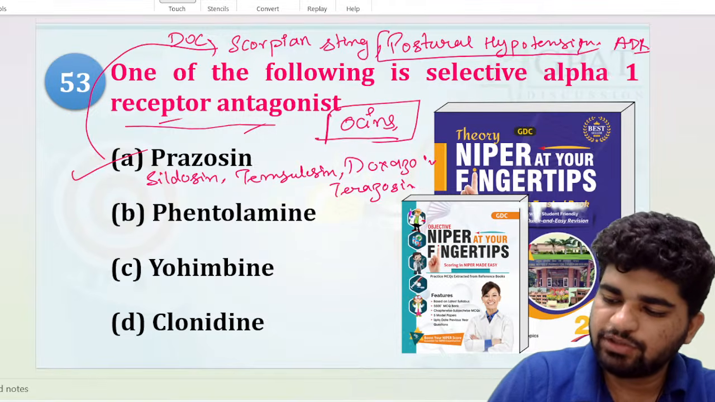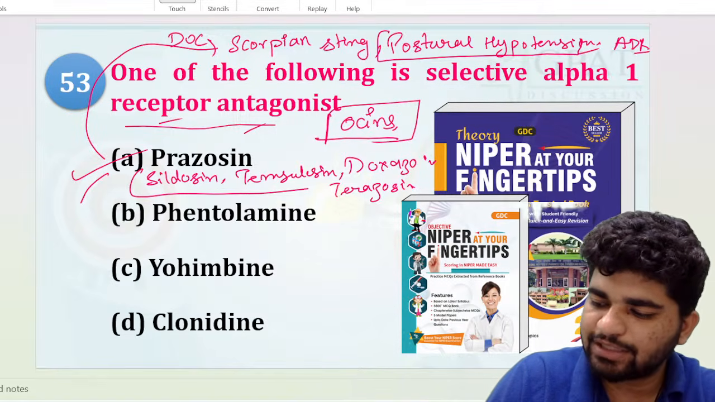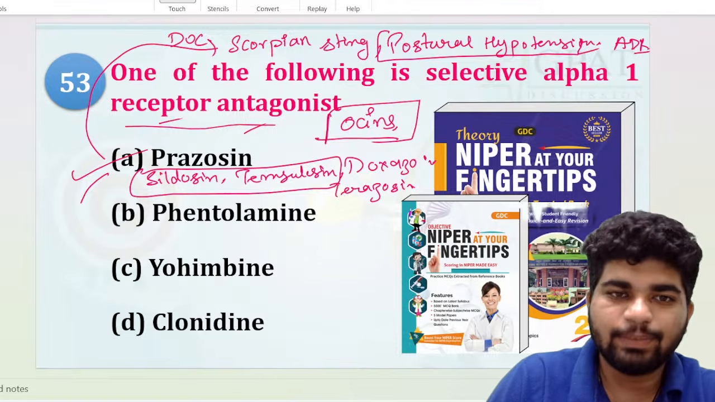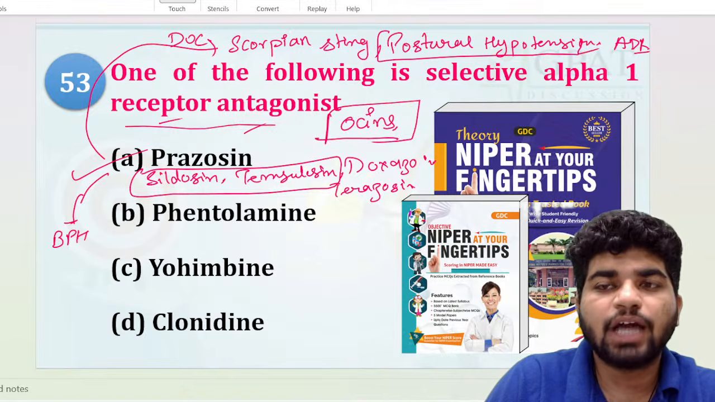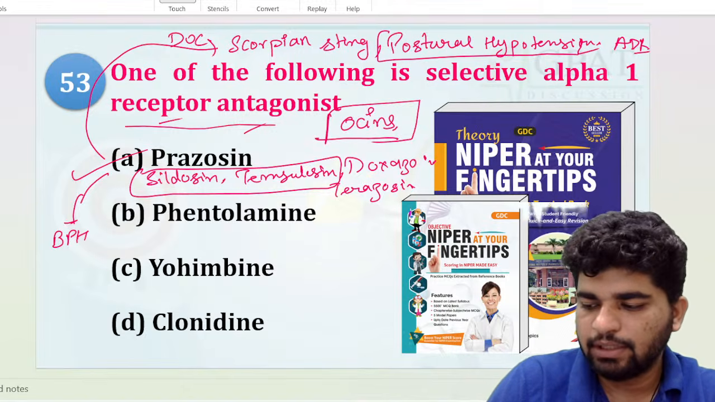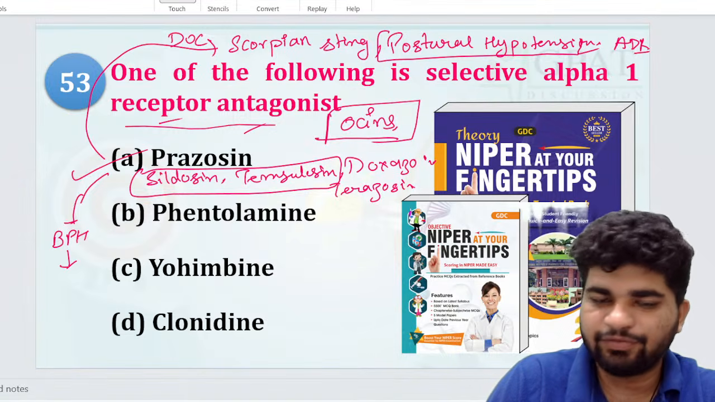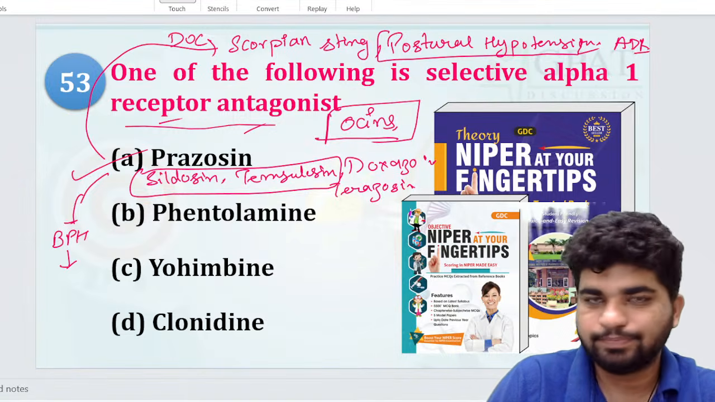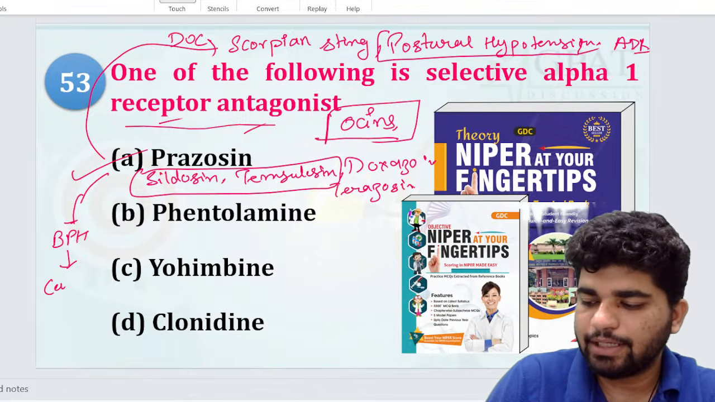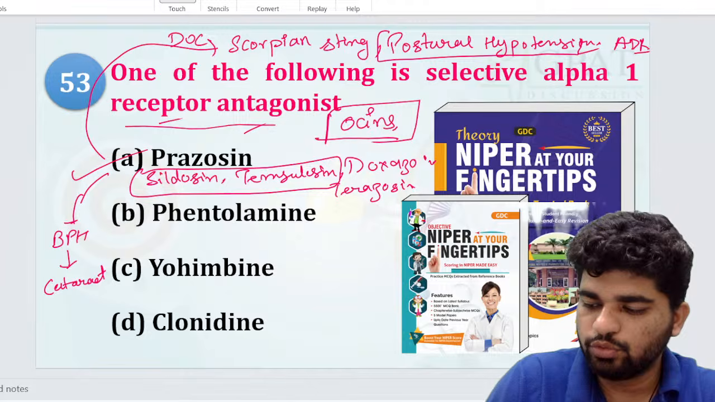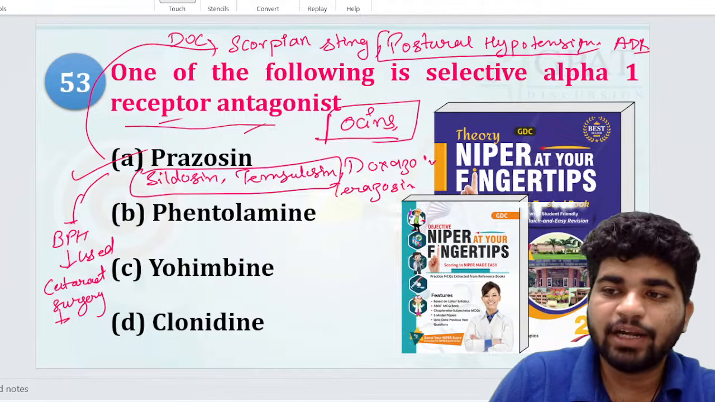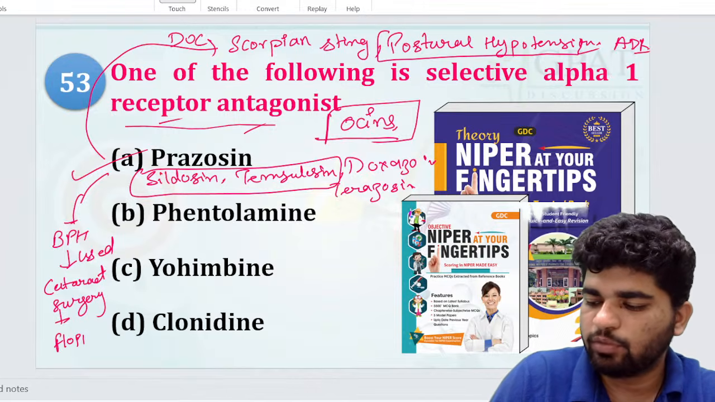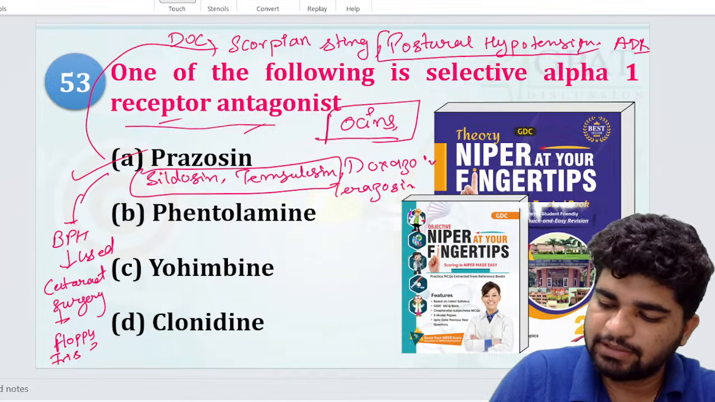Also, not prazosin, but silodosin as well as tamsulosin, to be honest, these are being used in your BPH. BPH is nothing but benign prostatic hyperplasia. And if silodosin or tamsulosin is being used during cataract surgery as well, then which syndrome can take place? Floppy iris syndrome can take place.